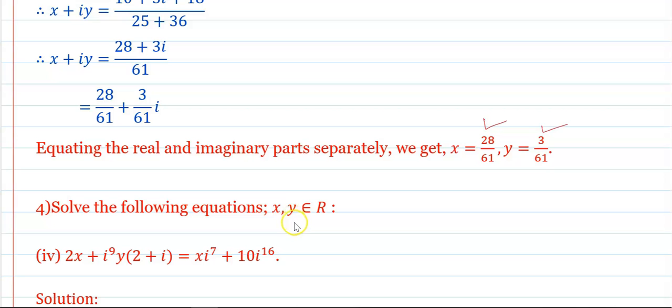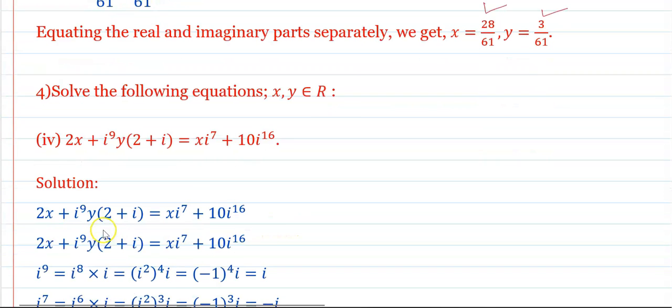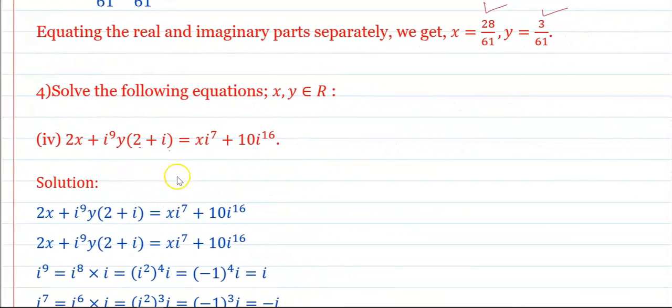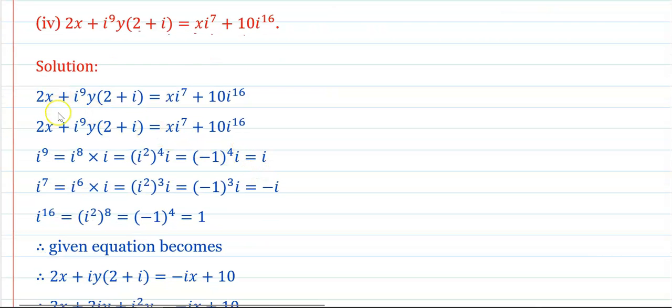Now the next, solve again for the x and y. What is the problem? 2x i^9 y (2 + i) = x i^7 + 10 i^16. Now first, 2x i^9 y (2 + i) = x i^7 + 10 i^16.